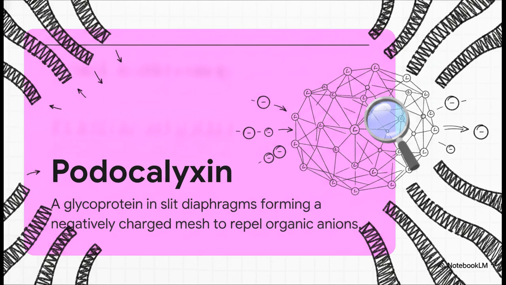But the absolutely crucial point here is the presence of podocalyxin. This is a vital polyanionic glycoprotein located right within those slit diaphragms. It actively creates a negatively charged molecular mesh. Why does that matter? Because it ensures that even small organic anions and negatively charged proteins are aggressively repelled back into the capillary lumen. It's a brilliant design.